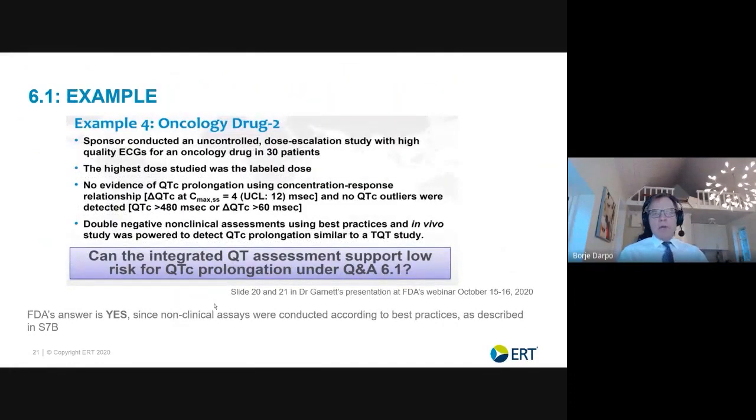So the example given during the public seminar is a drug that causes, first of all, a double negative when it comes to non-clinical assays, and then has a mean effect of 4 milliseconds with an upper bound of 12 milliseconds. And the question is then, can the integrated QT assessment support low risk for QTc prolongation under Q&A 6.1? And FDA's answer is yes here, since non-clinical assays were conducted according to best practices.